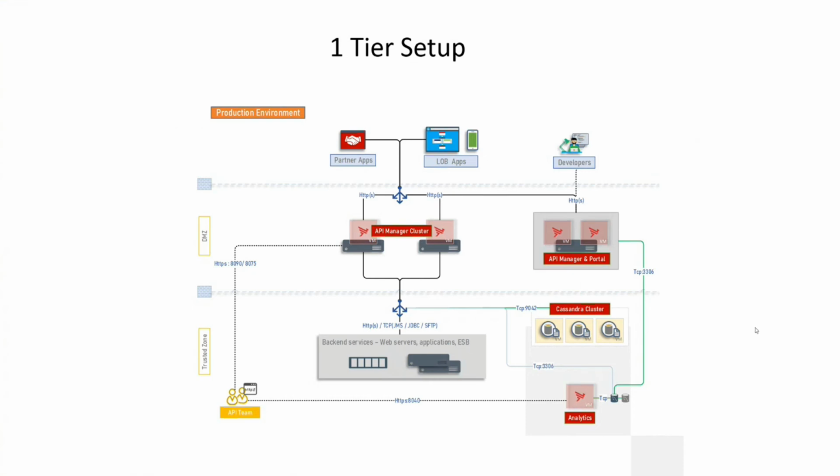Primarily we can have different setups. One setup is a one tier setup. This is a typical one tier production setup where you have a trusted zone and a DMZ. You see two nodes, but this is one cluster. This is supposed to be one gateway setup having two nodes because it's set up in a highly available way. You have your portal and your gateway sitting as an edge gateway in your DMZ or your external zone.